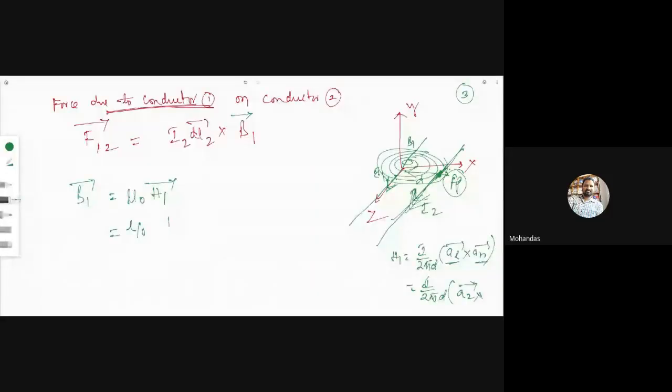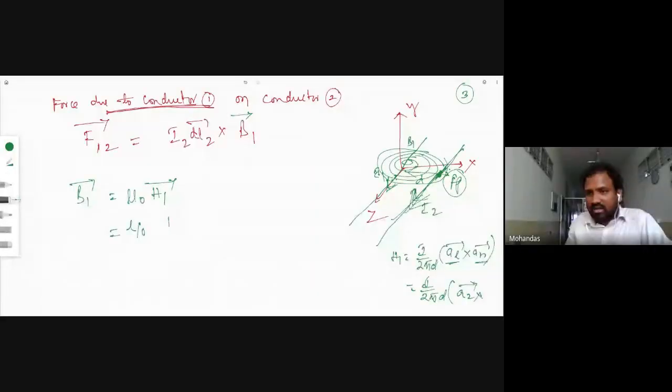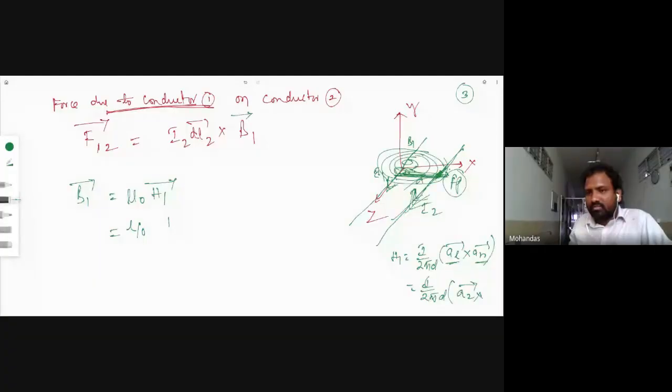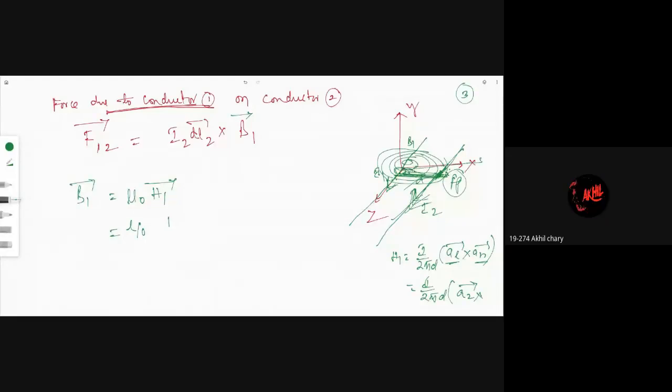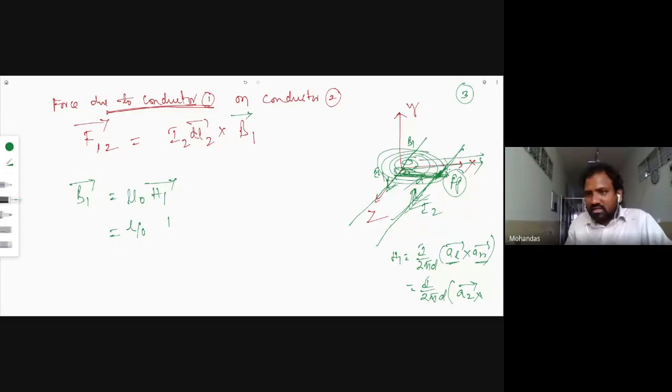AZ, and what about the AN? It is a perpendicular line. What may be the unit vector in this direction here? We are moving from left to right, right? And along which axis are we moving? X-axis. In the direction of positive x-axis, what is the unit vector here? AX, that's it. Try to understand this.